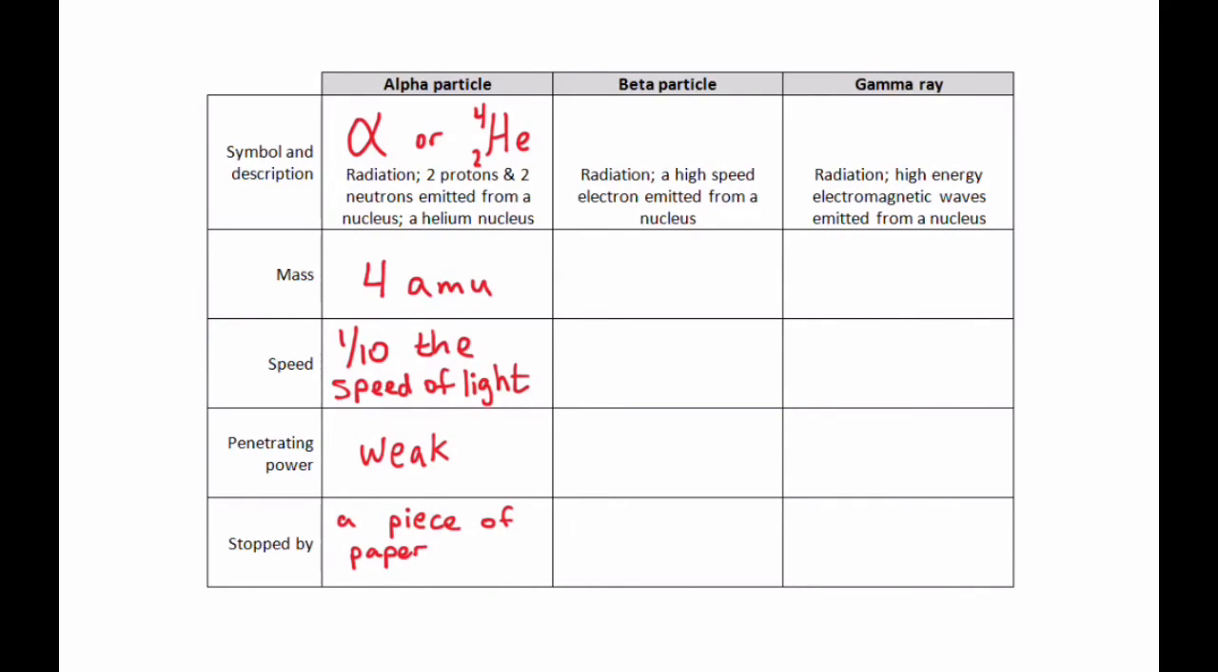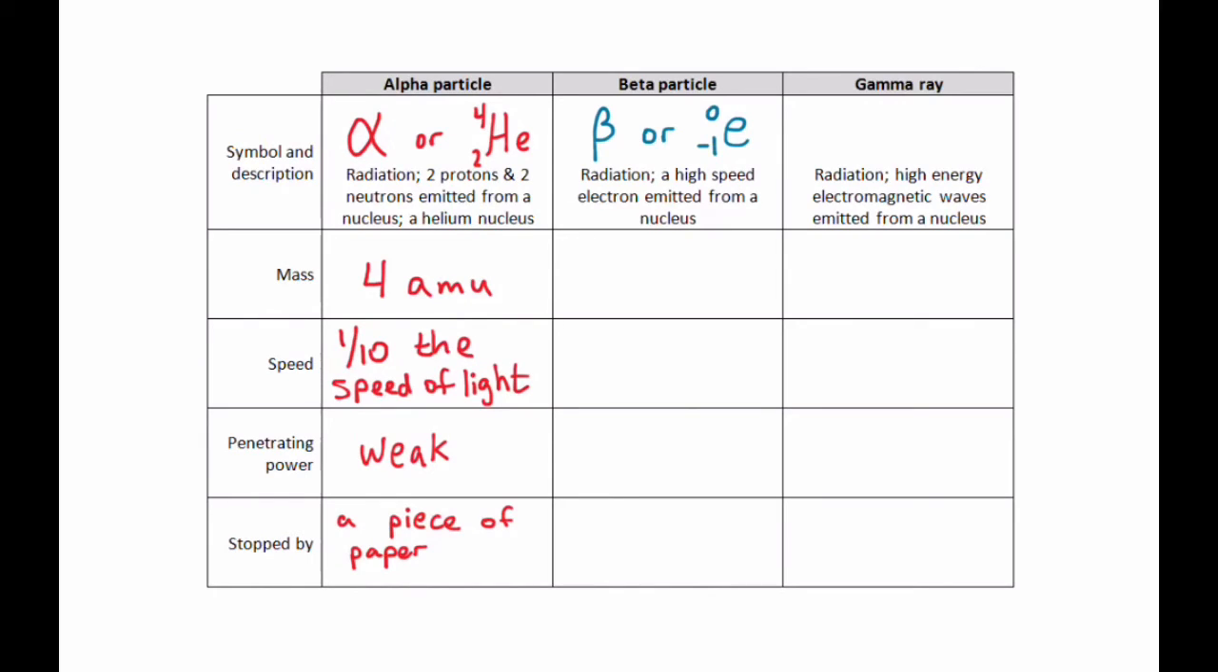All right, I'm going to switch up colors. I recommend you do the same thing. Maybe you use a different color pen or maybe a colored pencil or marker. Let's go ahead and talk about beta particles now. Beta particles have a symbol of beta, the Greek letter beta. The way that we're going to be using them in the classroom, though, is this symbol.